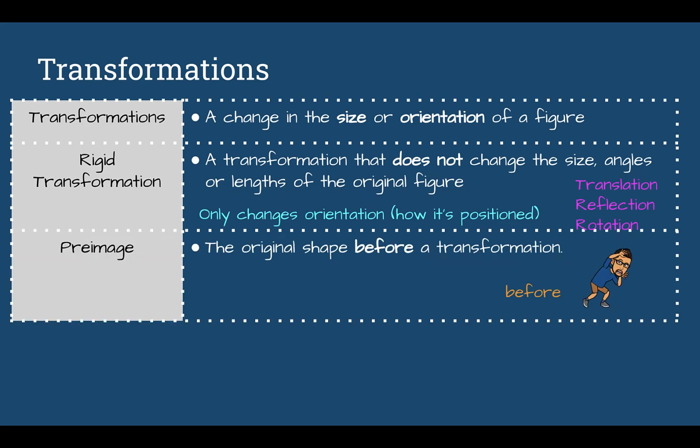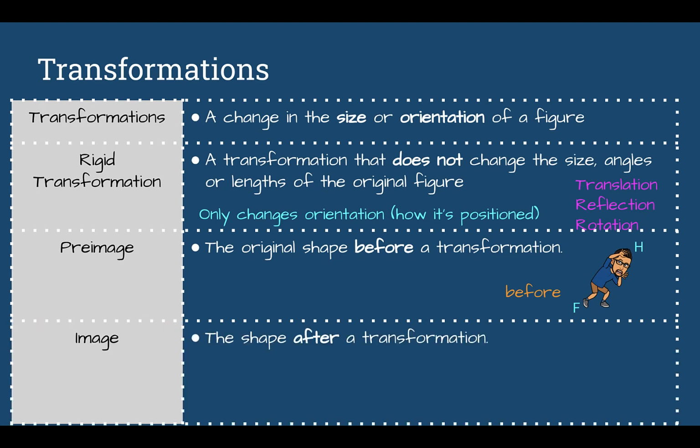In this lesson, there are also two other words that we're going to be using. There's preimage and image. The preimage is the shape before a transformation. So here I am before my transformation. You can see here that F, my feet, are positioned in the bottom left, and H, my head, is positioned in the upper right. The image is then the shape after a transformation.